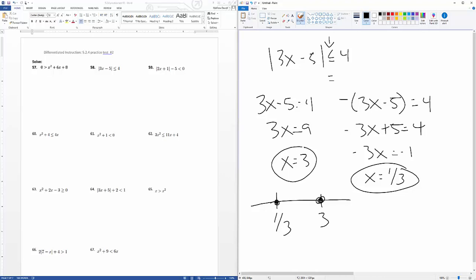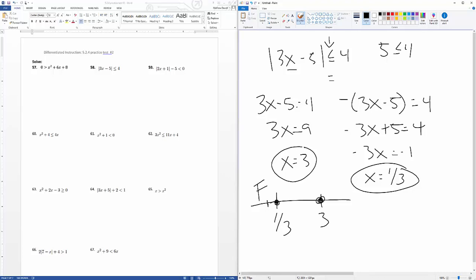Now I need to know where I need to shade. I don't know where to shade yet. So we have to test to see if it's true or false. So if I plug in 0, I want to see is that true or false. So if I plug in 0 for x, I get 5 is less than or equal to 4. That is false. Now I know you're like, wait a minute, what?